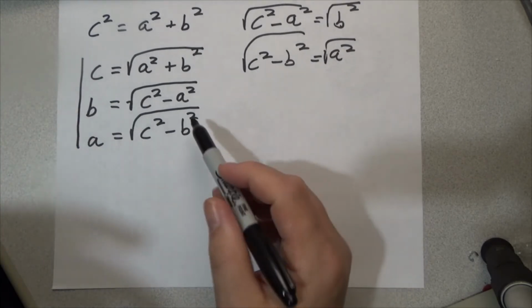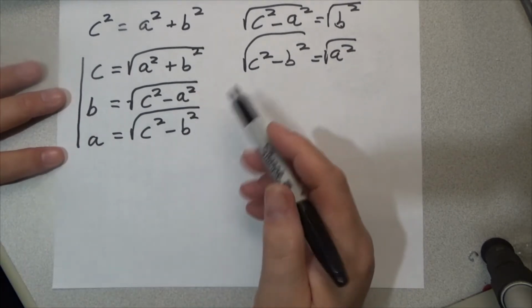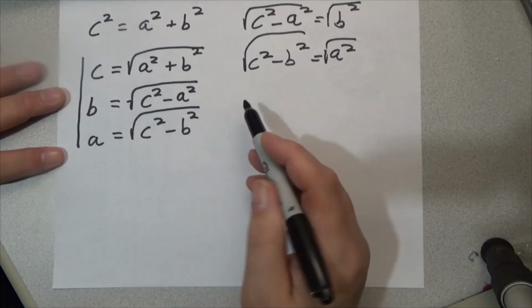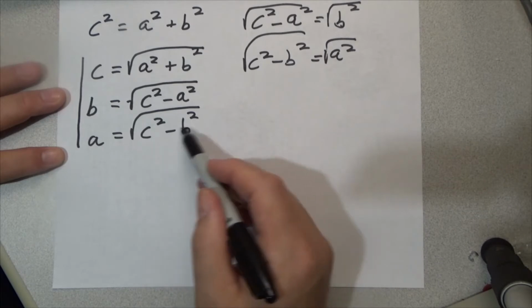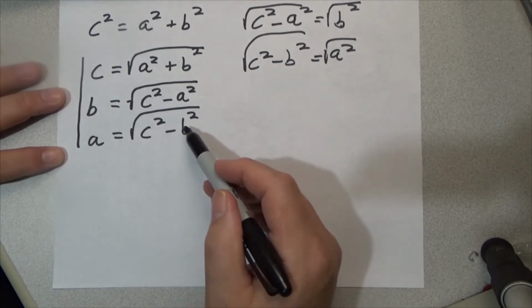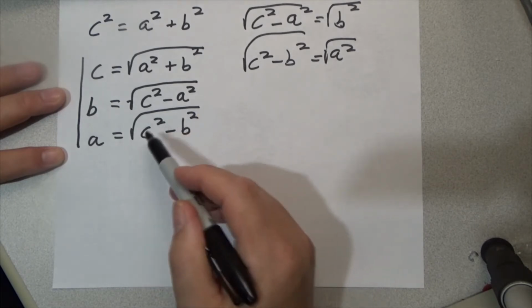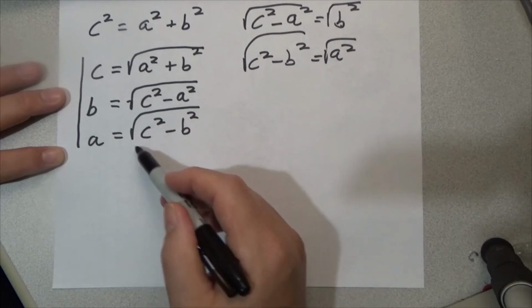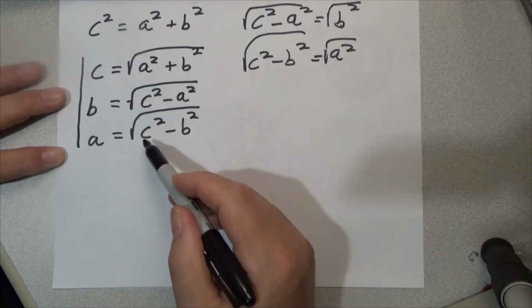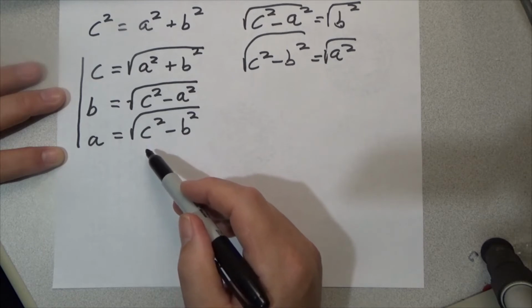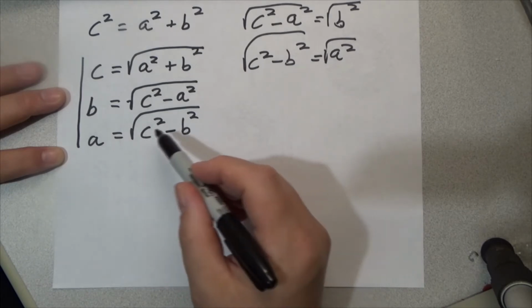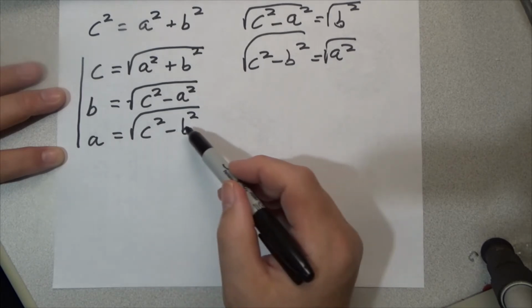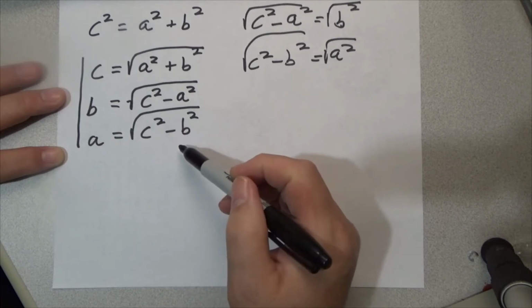Now, let's examine what's underneath the radical here. So we've got a minus right here. So if you accidentally subtract the wrong number, say, b squared minus c squared in here, you're going to get a negative number under here, because the hypotenuse has to be longer than both of the sides. Otherwise, it wouldn't be a triangle. So c squared will always be bigger than either a squared or b squared.